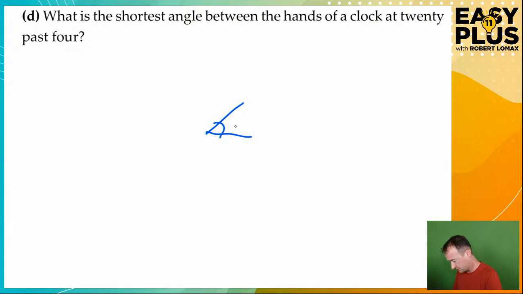There's this angle here, which is a short angle, and there's this angle here, which is a much bigger angle. Either of those would be an accurate description of the angle between these lines, but only one is the shortest angle. So that's what this here means. Between the hands of a clock.